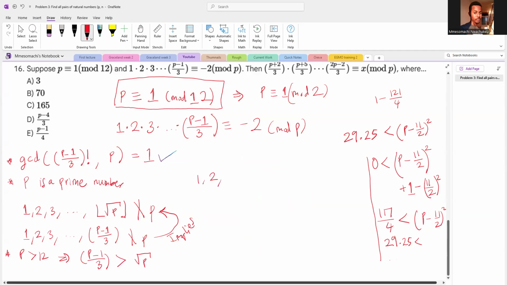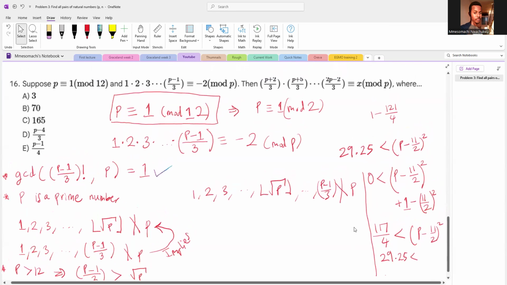1, 2, 3, okay, up to floor of the square root of P, up to (P minus 1)/3. So all these numbers, none of them is a divisor of P, and as such, P is a prime number. So now we've shown that P is a prime number. What next can we do?